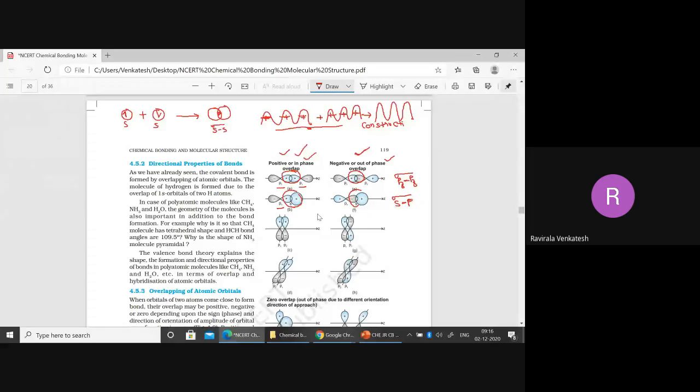Observe here, I am taking the pz orbital along the axis, and px and py will be taken like this because they will form pi bonds.